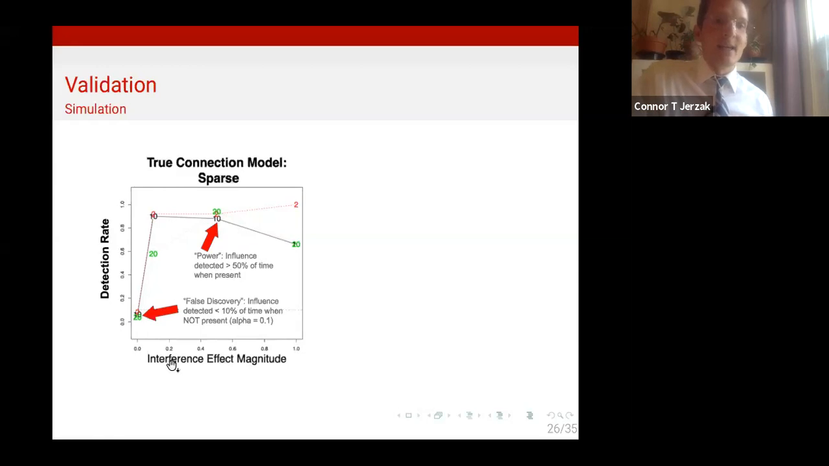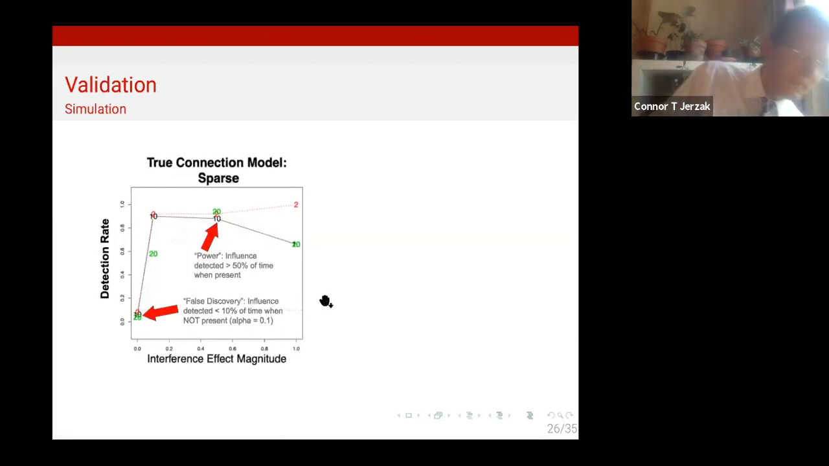So we see as the interference effect magnitude grows, the power grows as well. In addition, we see that the number of covariates has some effect on things. As we have more covariates, the situation becomes more difficult to work with. So when we have 20 versus 10 versus 2 covariates, we generally go from worse to better, with 2 being better and 20 being worse. But we see a dynamic that generally sees good power to detect influence effects when they are present in this simulation design, when the connection model is sparse. So that's the first thing that we'll look at here.